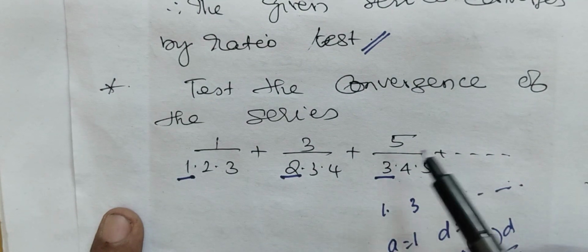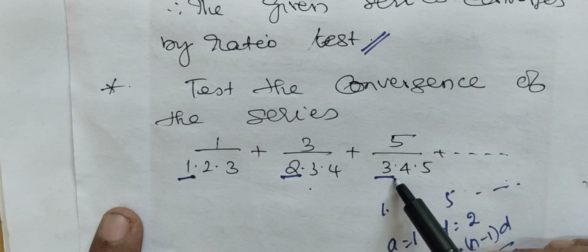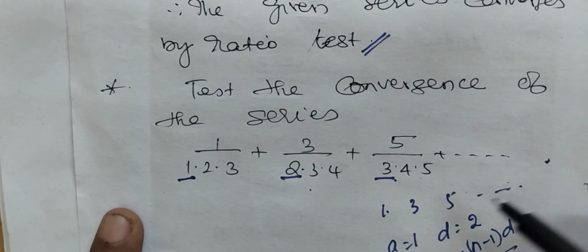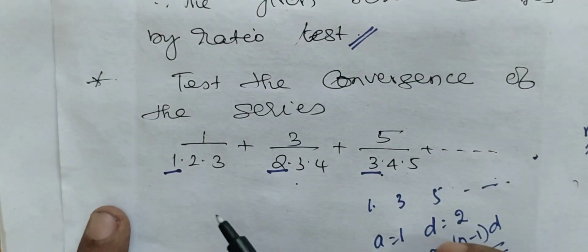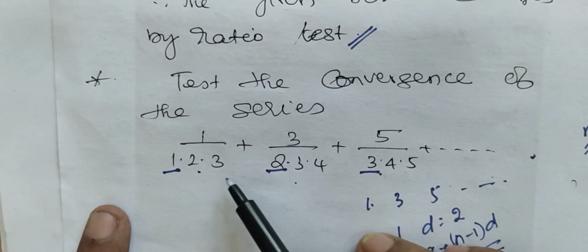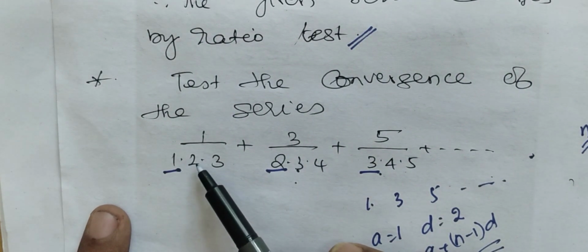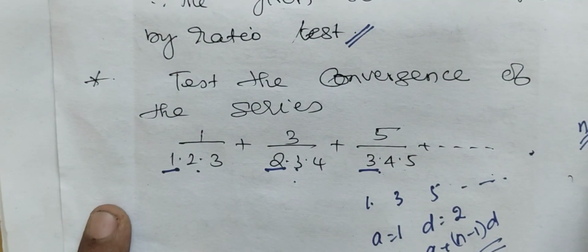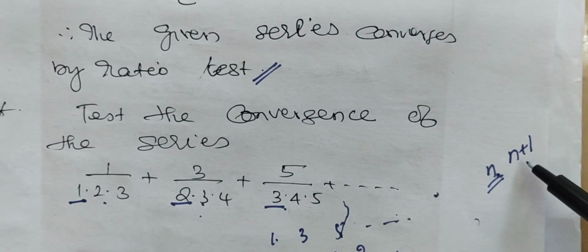That is equal to, first term is 1, second term is 2, third term is 3, means the nth term is n only. Now the second term is 2, 3, 4. So if here 1, here 2, means the next term is n plus 1. So the nth term is n plus 1.